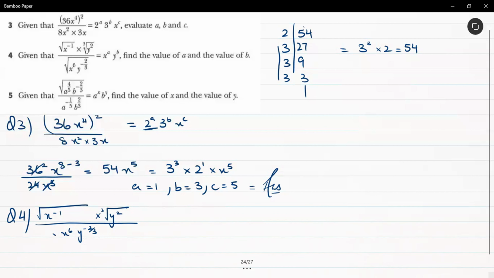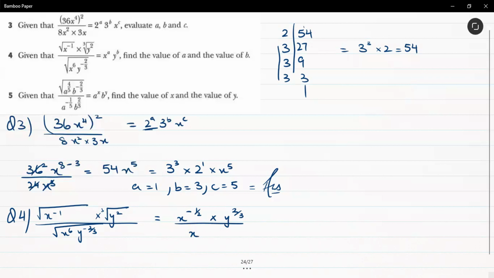And that is under a root. Okay, so again, these may look tricky, but we just have to simplify them. If we simplify this, we get x to the power -1/2, because -1 multiplied by 1/2 is -1/2, multiplied by y to the power 2 multiplied by 1/3, which is 2/3. We divide this by x to the power 6.